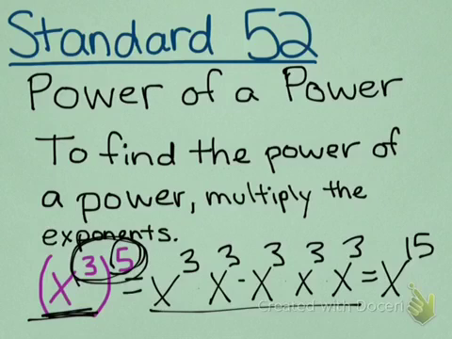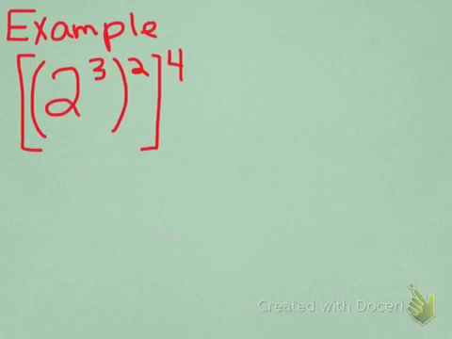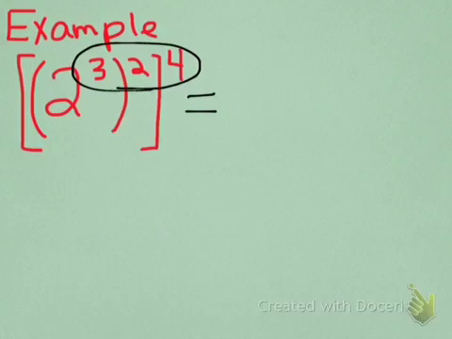All right, and the last concept. Oh, let's do one more of these examples. So if we're going to use the rule, the exponents get multiplied together. So 2 times 3 is 6, times 4 is 24. So we'll keep the base, which is 2, multiply the exponents, which is 24.